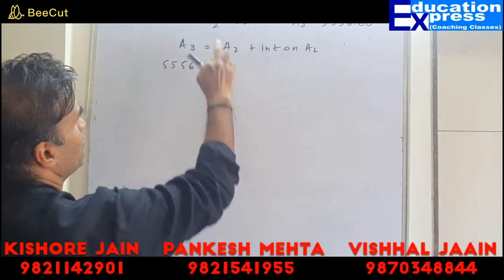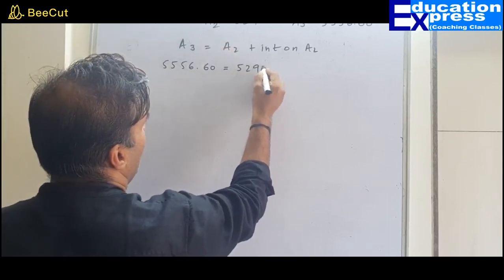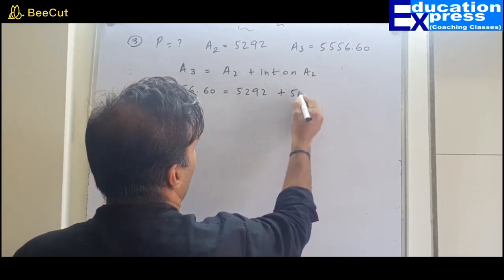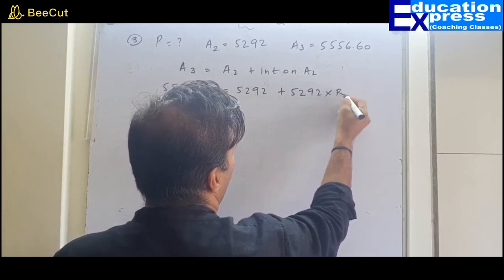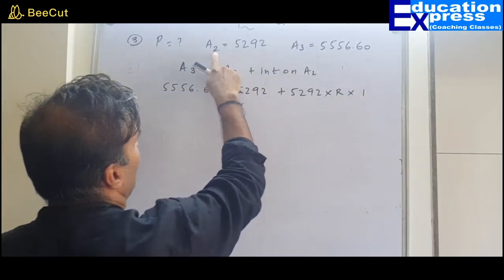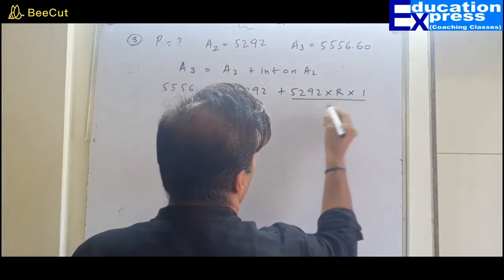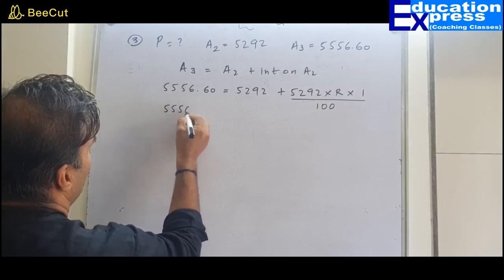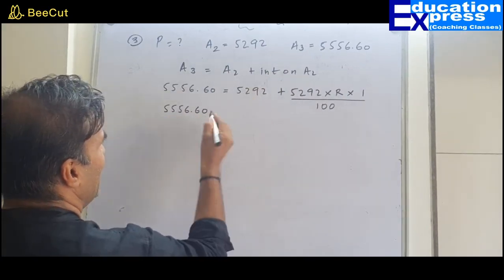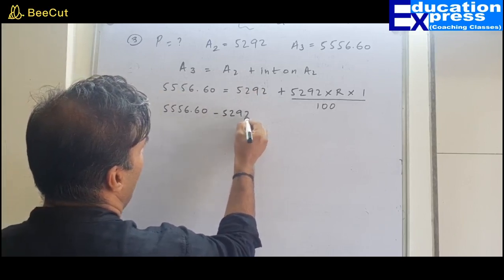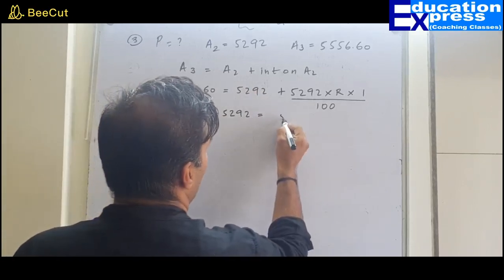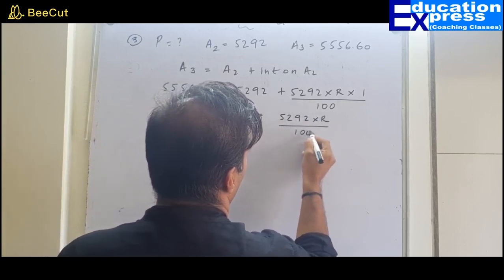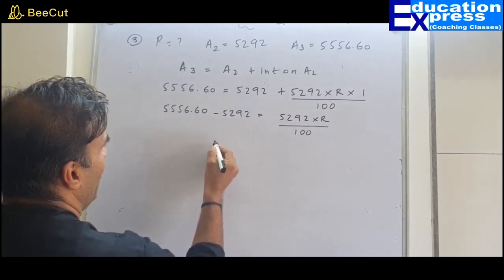5556.60 equals A2, 5292. Absolutely right. Plus interest on A2. That means 5292 into R into 1. Why? From second year to third year, there is a gap of 1 year, upon 100. So can I say 5556.60? Shift this side. Minus 5292. That will result in 5292 into R upon 100. Can we solve this? Of course, sir.